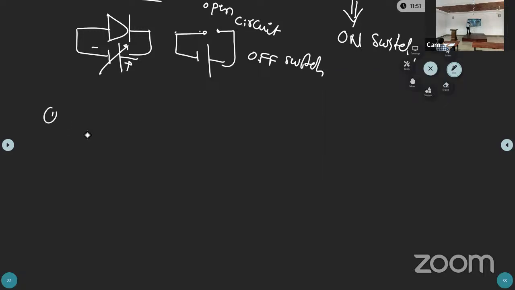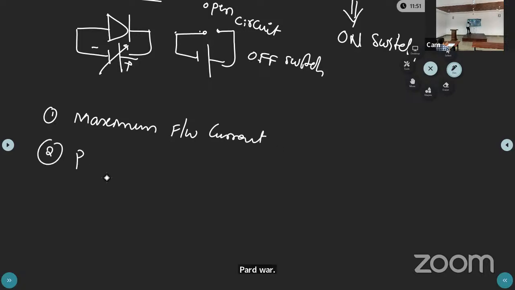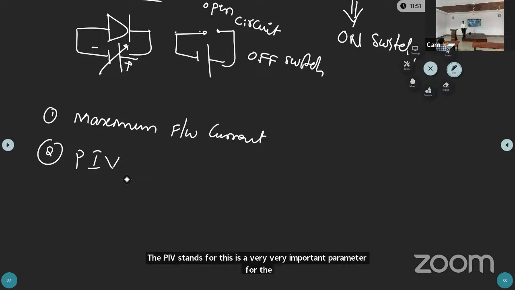One is maximum forward current, and the second one is PIV. The PIV is a very, very important parameter for the diode. The PIV, the peak inverse voltage.